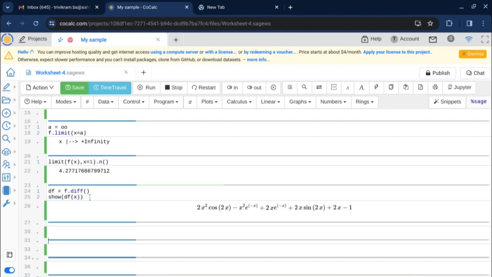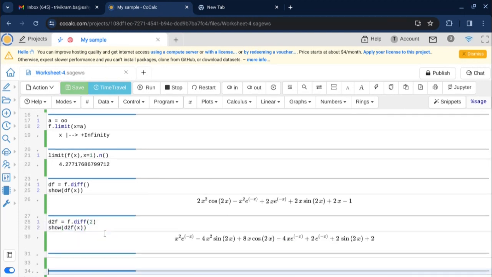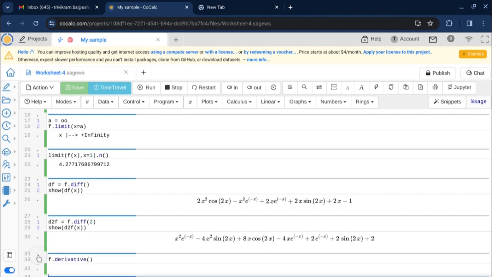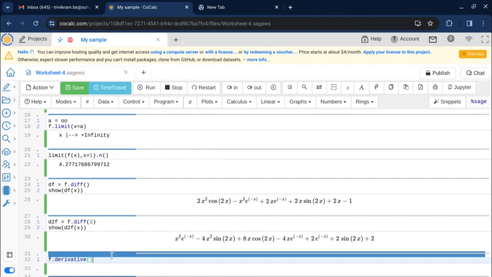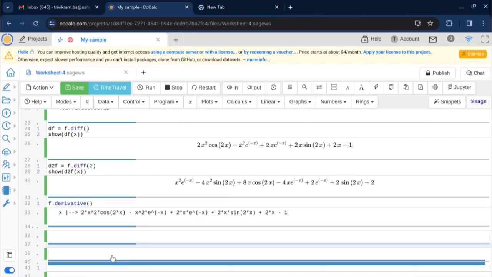So I'm going to write it as show of diff. You'll get the differentiation of that given function as this. Now I'm going to differentiate this one more time. So the second derivative of f of x we got like this. In an instant way we can get the second derivative. Or this is one more way of giving a derivative, f dot derivative. So this is one more method of mentioning the derivative of a function.